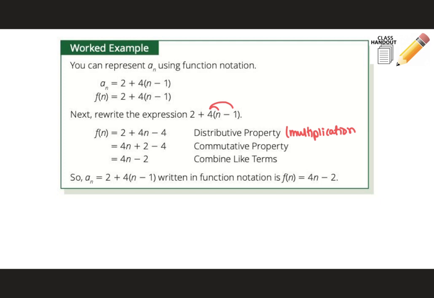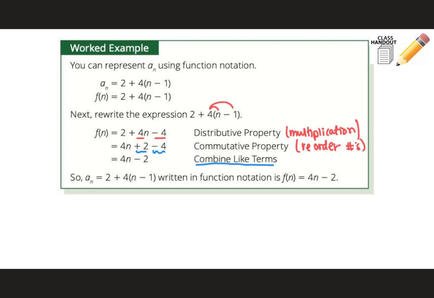Okay, so 4 times n is 4n, and then 4 times negative 1 is negative 4. Next, we're going to use the commutative property, which means we're just going to reorder the numbers. I'm going to move the 2 to be next to the 4, because 2 and negative 4 are like terms. They're both numbers, so we know that we can combine them. Then my last step is to combine like terms.